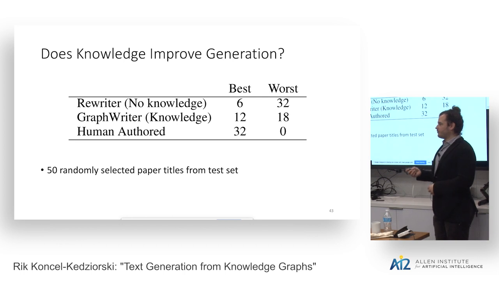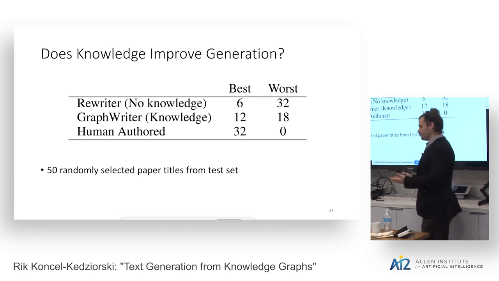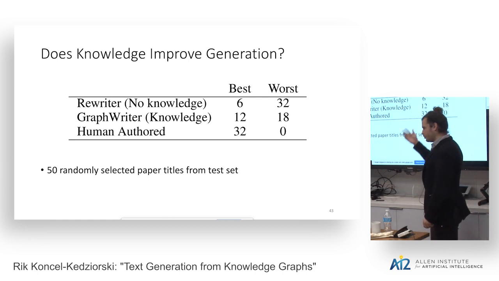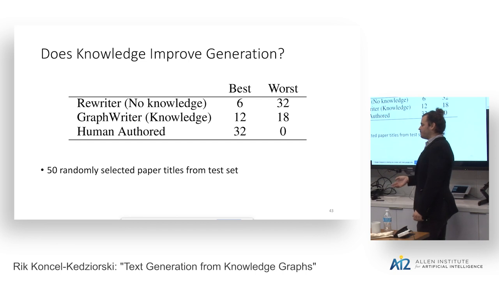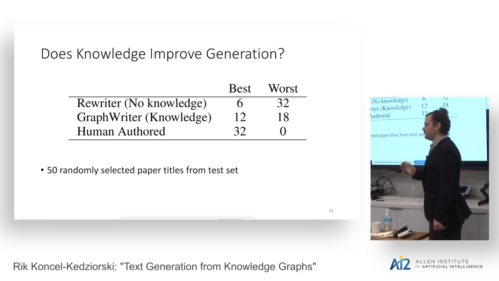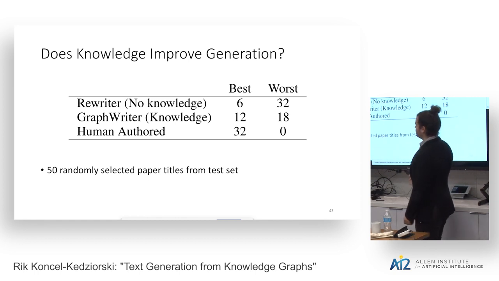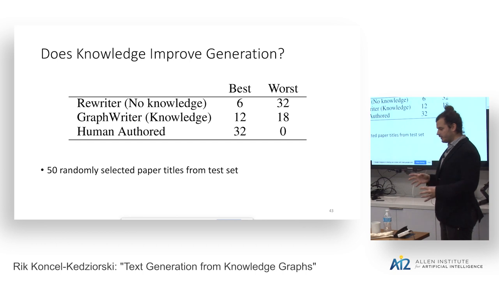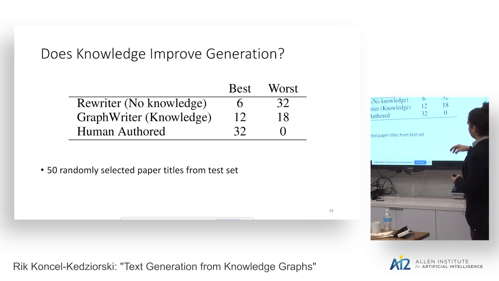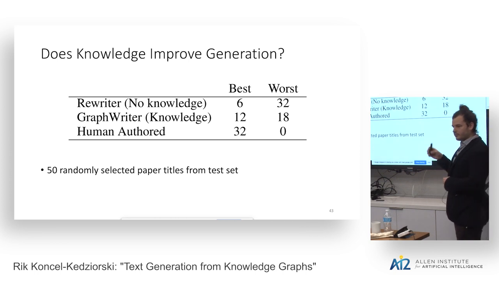And then we ask some questions that only humans will be able to answer. So one question is, does knowledge improve generation? We have BLEU scores to hint at this, but then we go to the humans and we show them the results of the rewriter model, which has no knowledge, it's just conditioned on title. We show them our system, which uses the graph knowledge completely, and then we show the human authored abstracts. We show them 50 randomly selected paper titles from the test set.